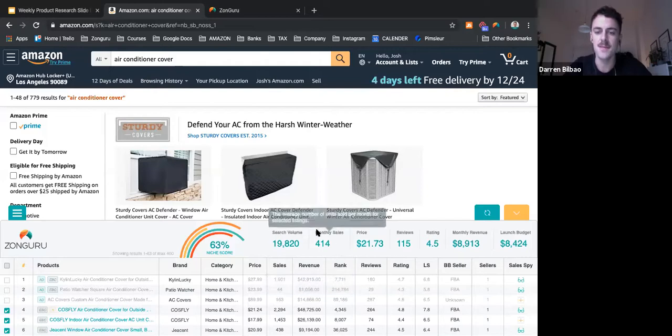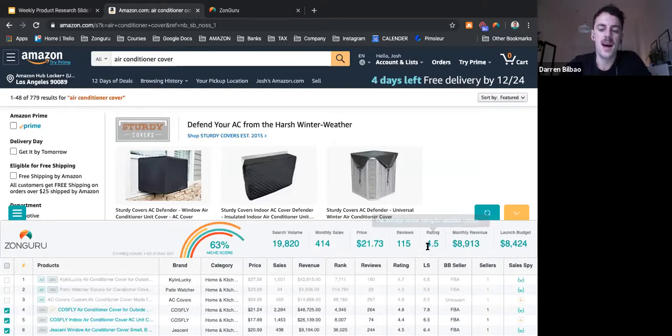So we also have the monthly sales average on page 1, the average price of the product on page 1, average amount of reviews. This is a really good number to see. At around that 100 mark, it means that there mustn't be too many products with well over 1,000 reviews, which means there's a chance of you competing.